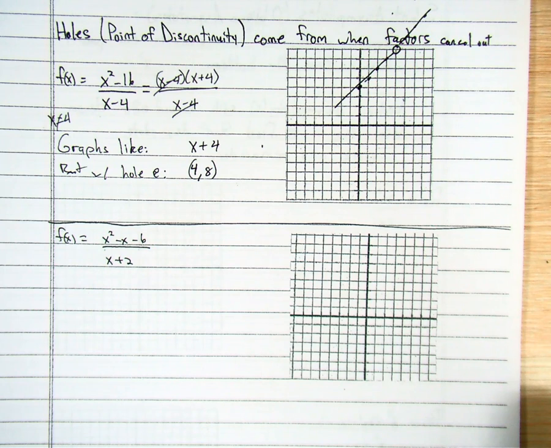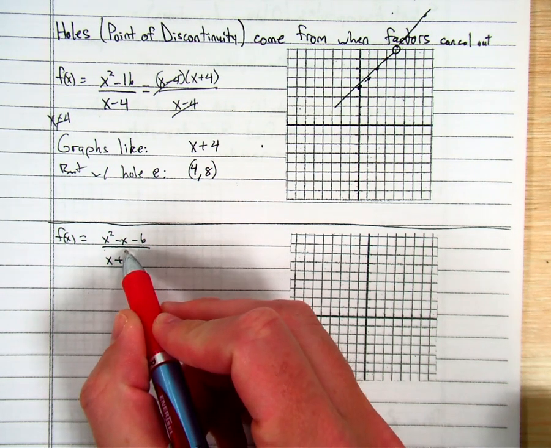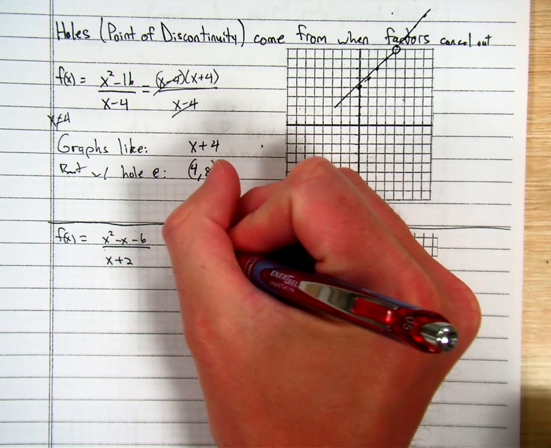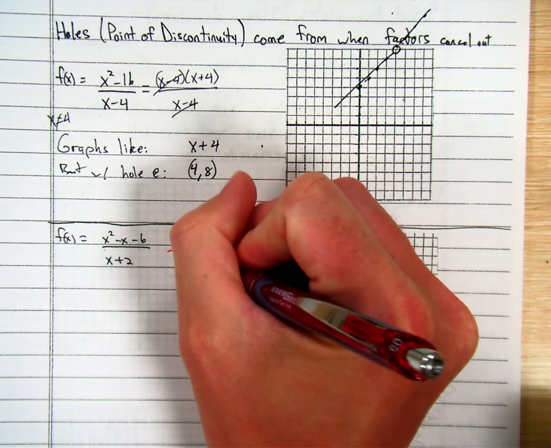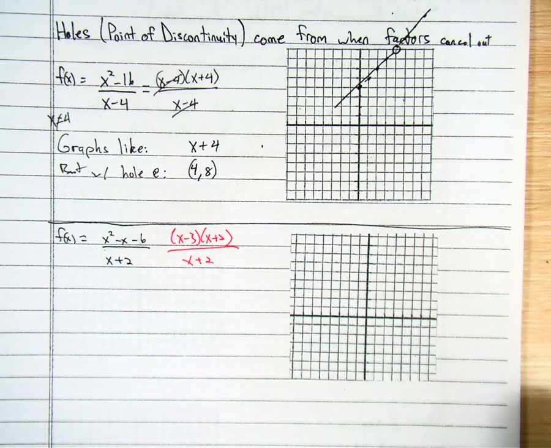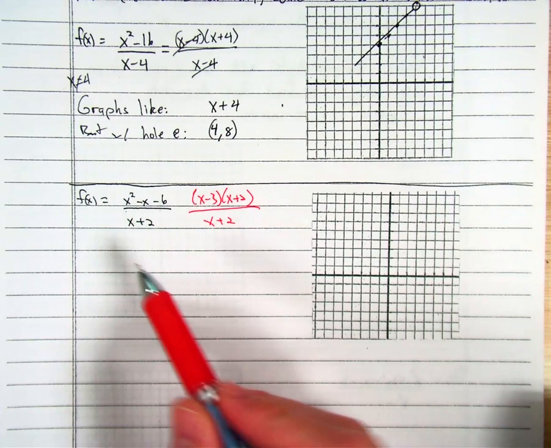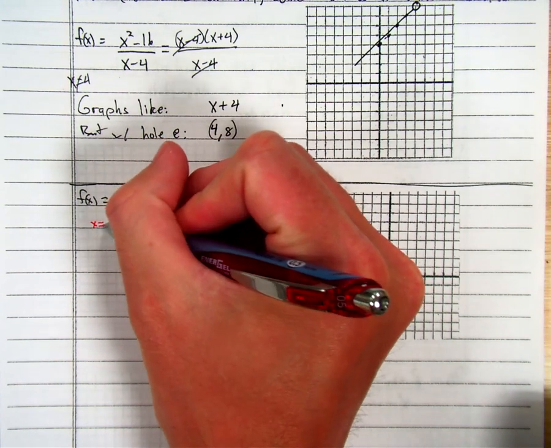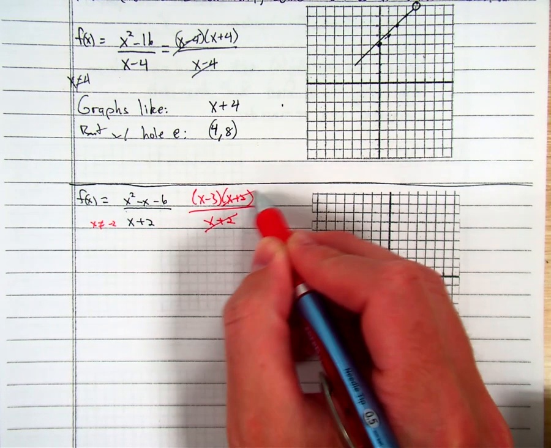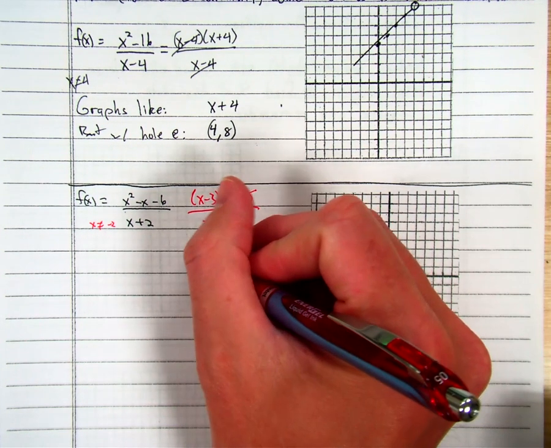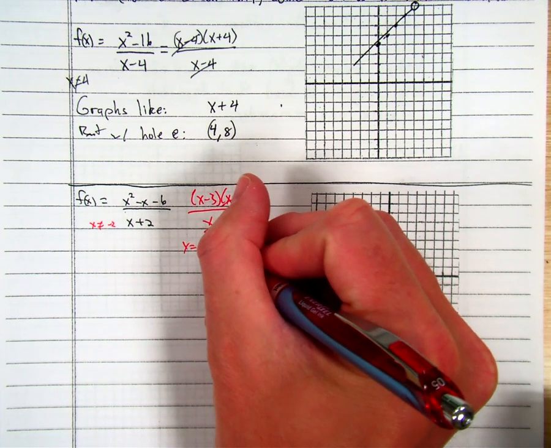Alright, let's see what's going on. With the top, we have x minus 3, x plus 2, over x plus 2. So from the original equation, I know I cannot have negative 2. But here, this part cancels out. And all I have left is x minus 3.